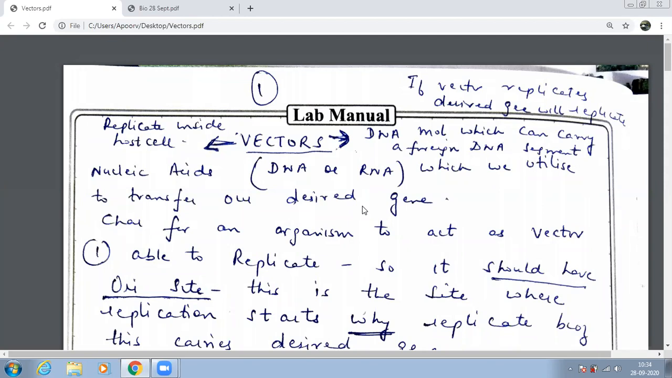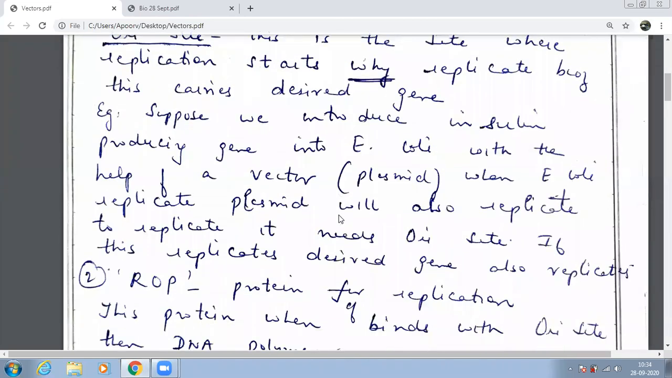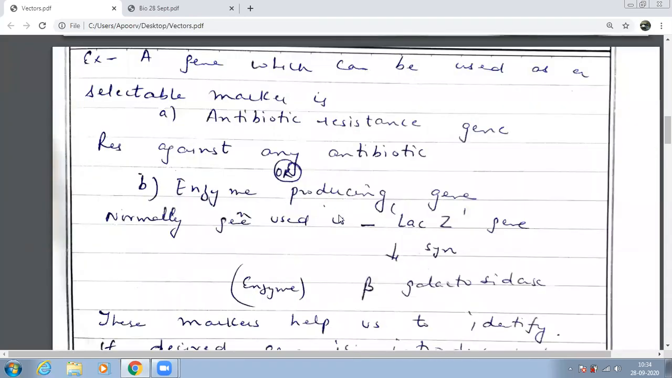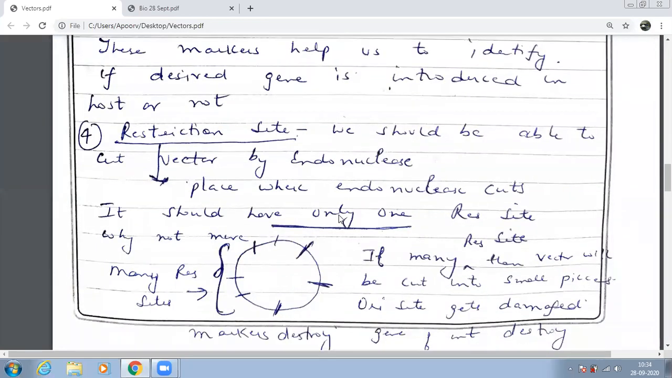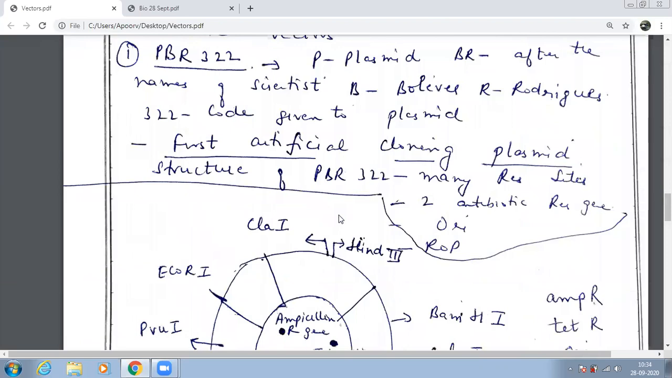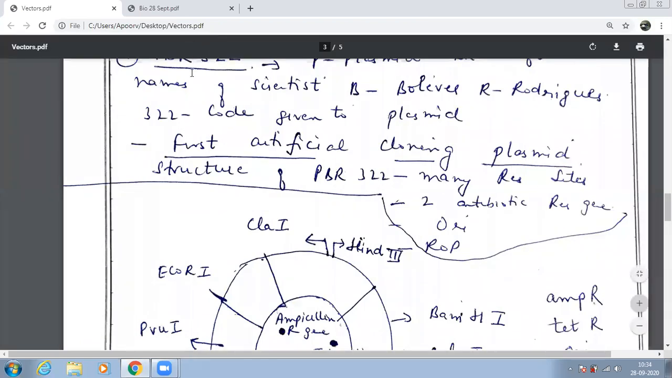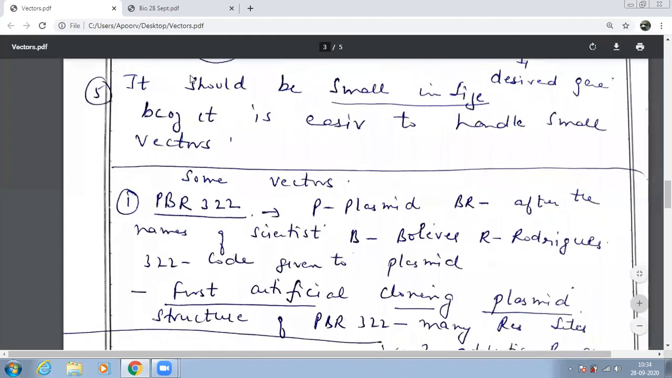Okay, let's do. We were doing this topic. It was not completed yesterday, so I'm trying to complete this first. Children, if you remember, we were doing cloning vector, the first artificial cloning vector, PBR 322. Yes, it was PBR 322.